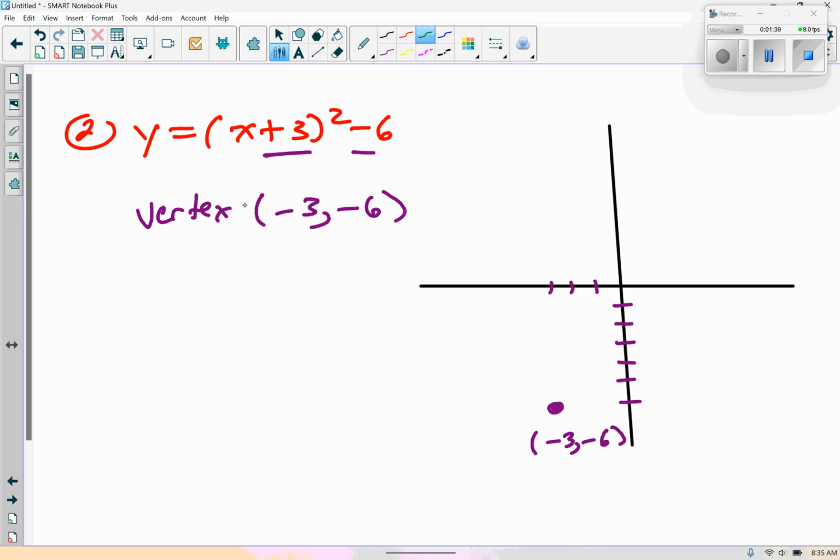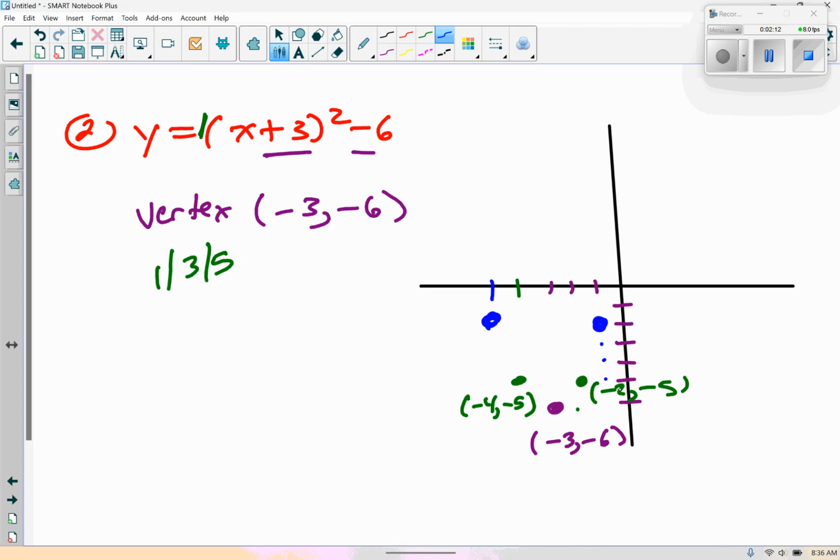And then out front, there's a 1, so we can graph as 1, 3, 5. Okay? So I'm going to go right 1, up 1. So this becomes the point -2, -5. Then I'm going to go left 1, up 1. So this becomes -4, -5. Then our next one, we're going to go right 1 and up 3, and then we're going to go left 1, up 3.